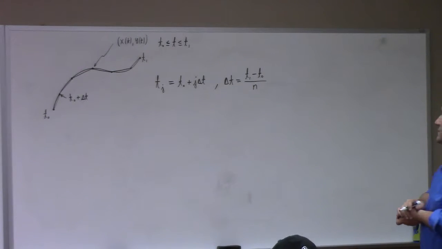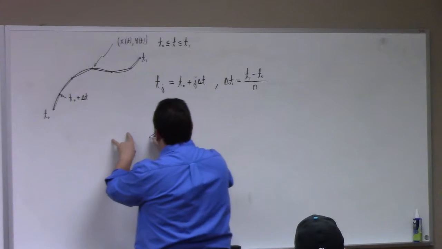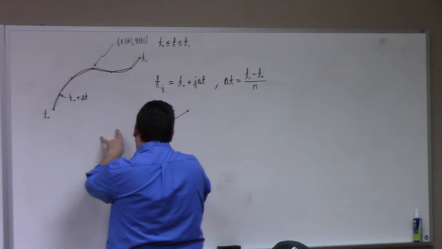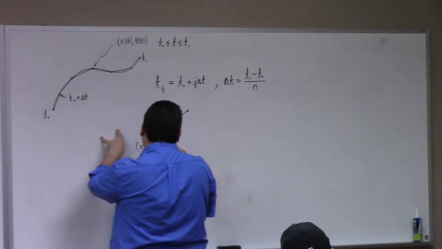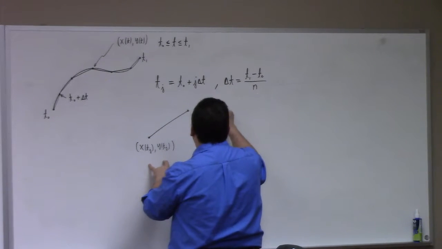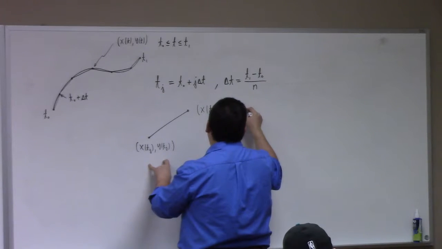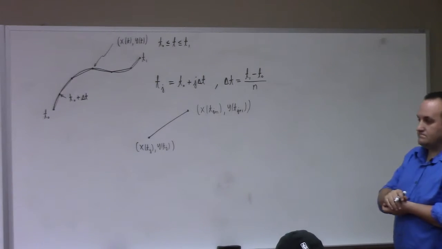So if you focus your attention in here on one of these little line segments, the start of the line segment would be at x of tj, y of tj, and the end of it would be at x of tj plus 1, y of tj plus 1. What's the length of that line segment?